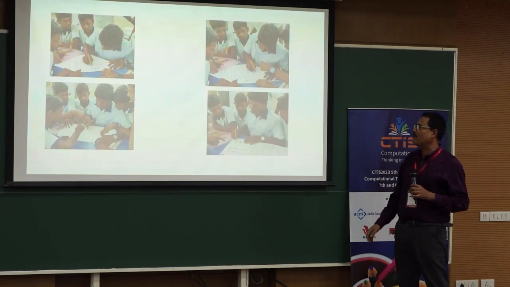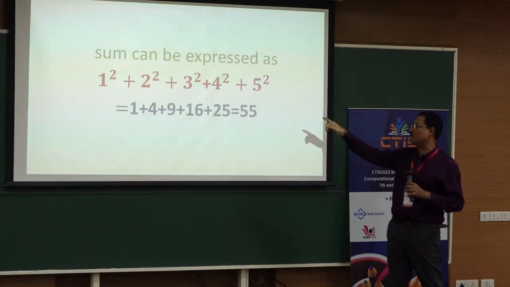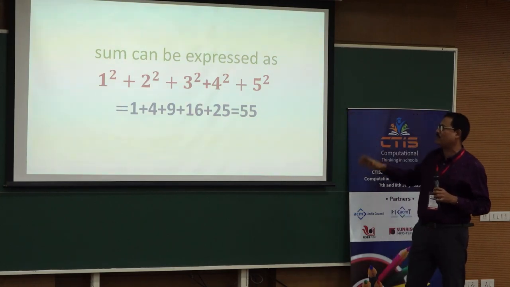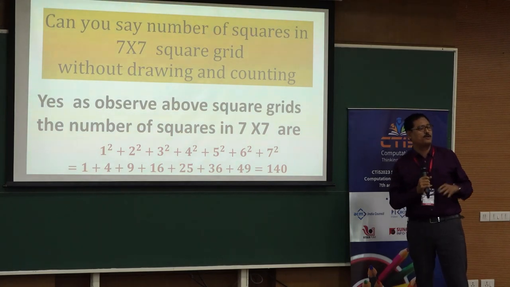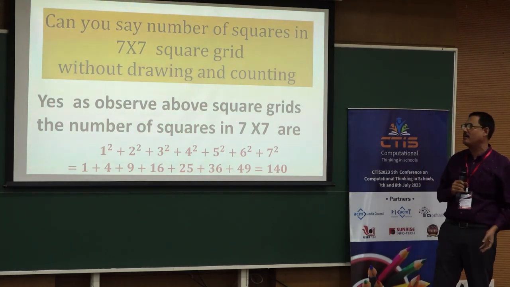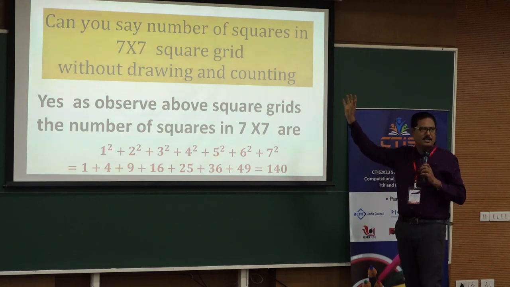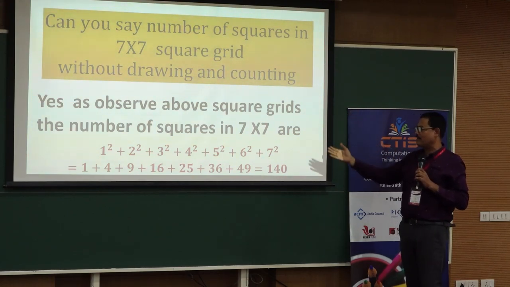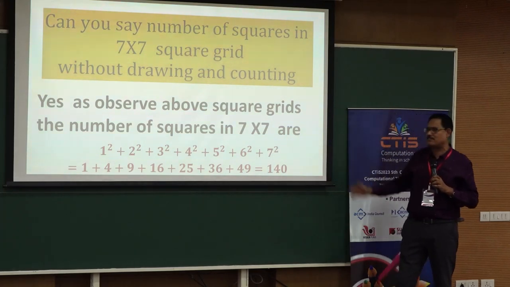So this is the activity. This is the expression: 1², 2², 3², 4², 5², that is the observation. Now I ask the students, without drawing and without counting on the square grid, how many squares are there in a 7 by 7 grid? They use the same rule and observation. They simply say the sum of 1² + 2² + 3² up to 7².